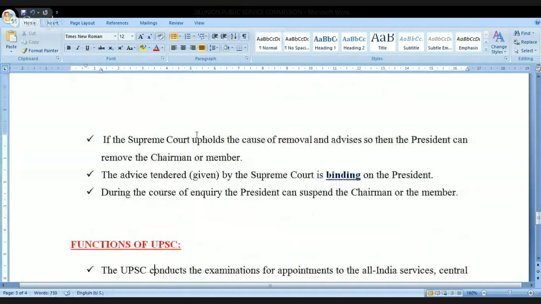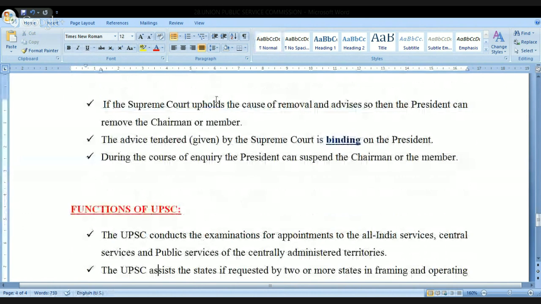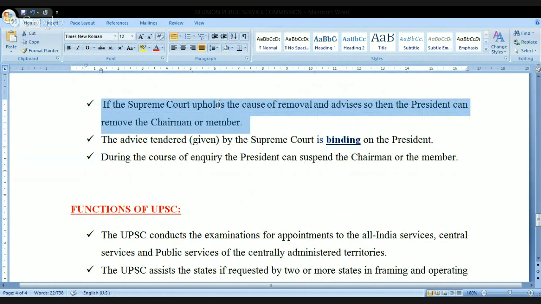Look at this. If the Supreme Court upholds the cause of the removal and advises so, then the president can remove the chairman or member. Kindly remember, ultimately removed by the president of India. If it is infirmity or incapacity of the body or mind, the president can remove the chairman or member directly. If it is misbehavior, the president is removing, but only on the advice of the Supreme Court.